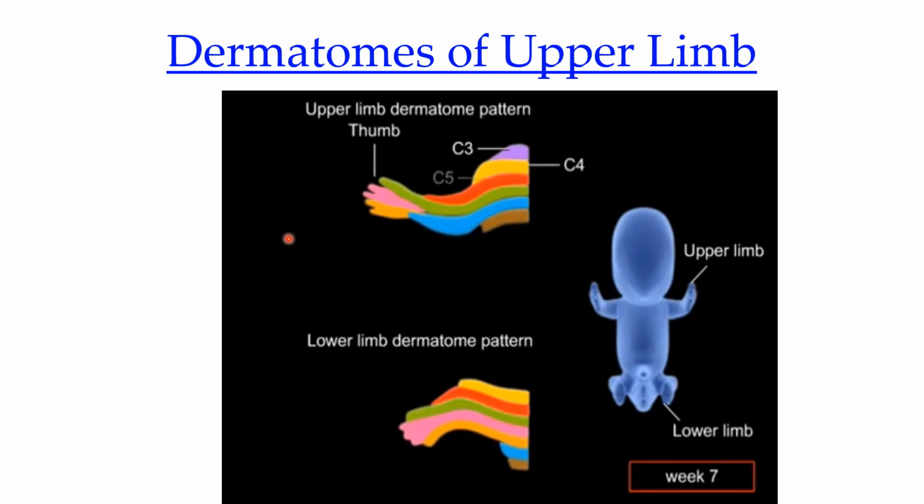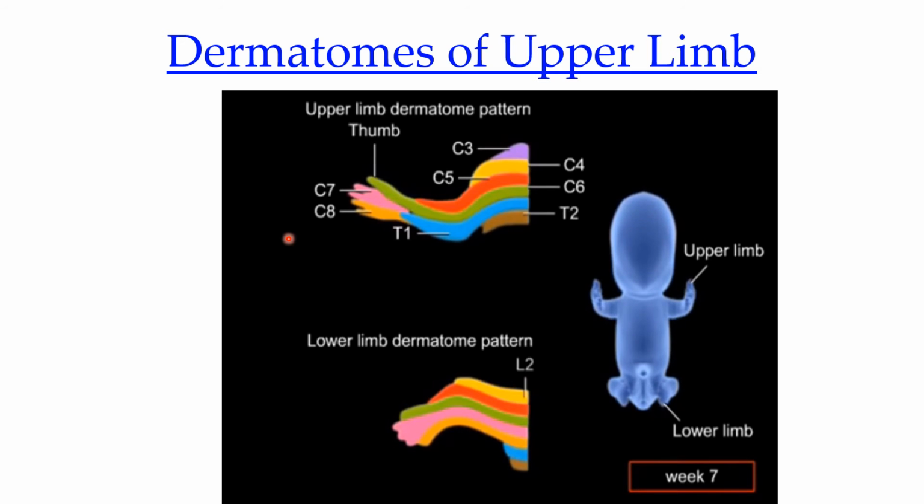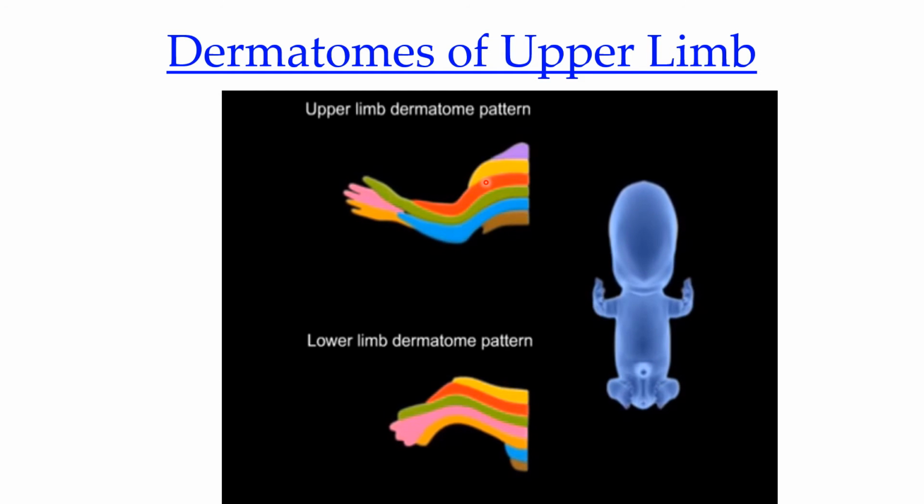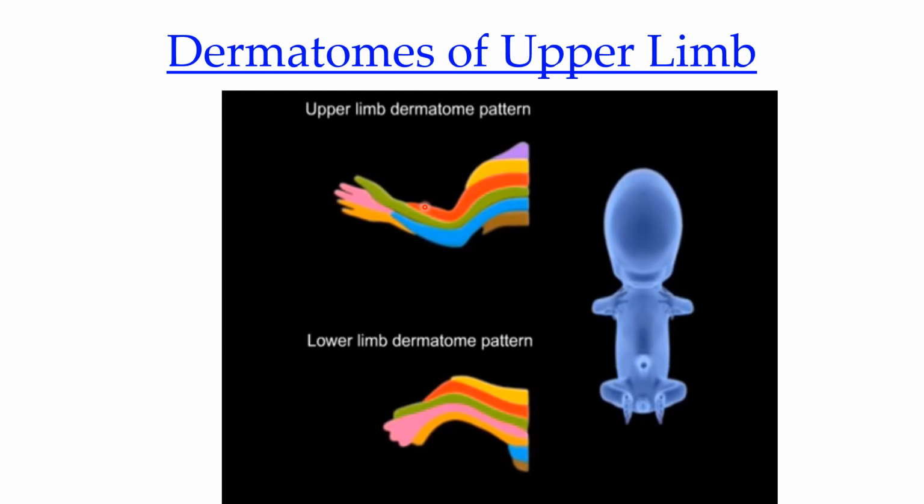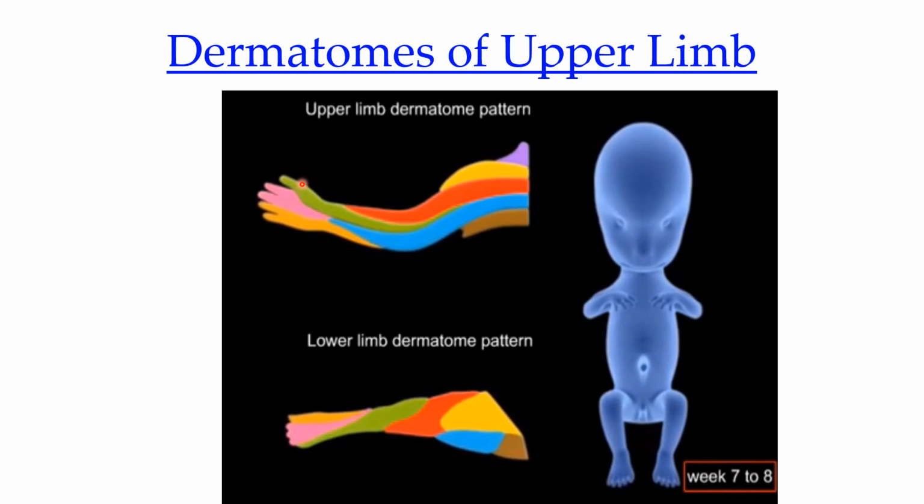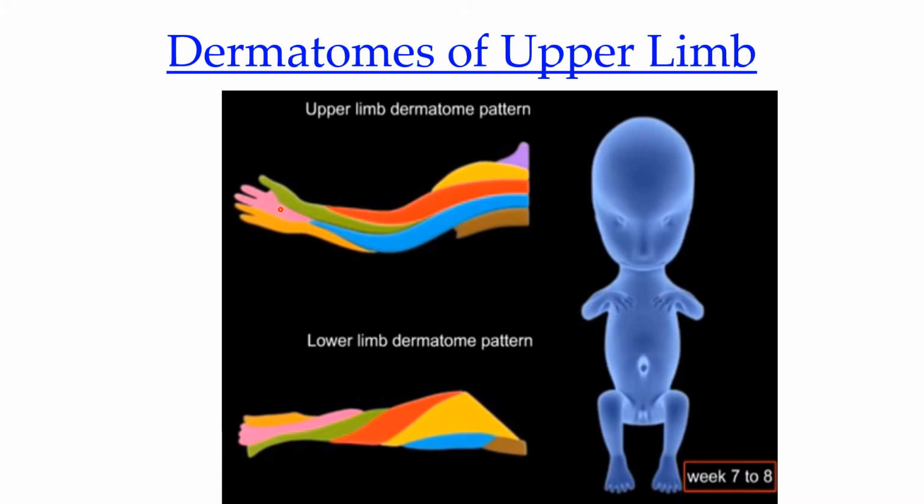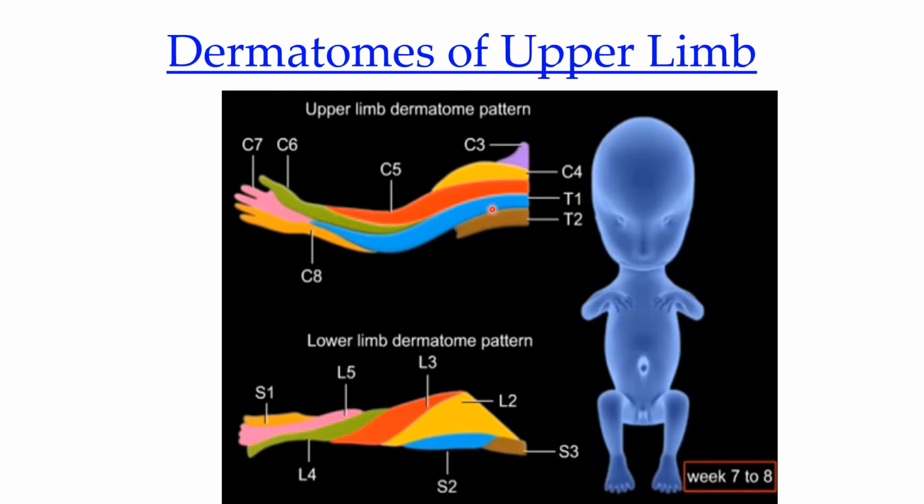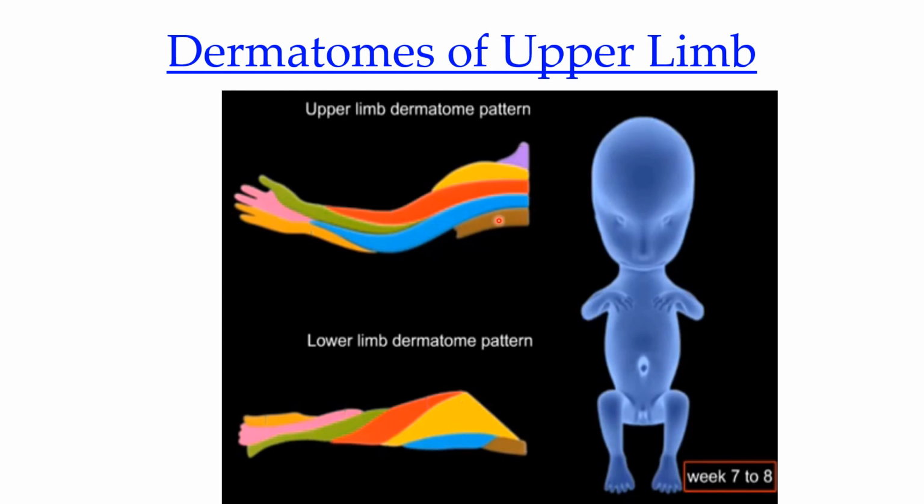You can see here that this, being the preaxial border, is innervated by the C5 spinal segment, followed by the C6 spinal segment, which includes the cutaneous innervation of the thumb, followed by the C7 spinal segment, likewise C8, and the postaxial border is innervated by T1. The floor of the axilla will be innervated by the T2 spinal segment.